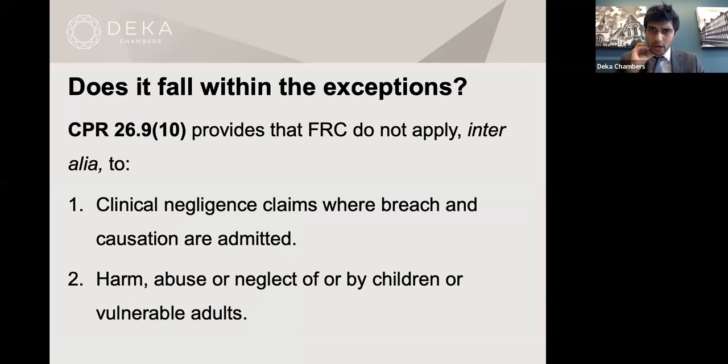Now, CPR 26.9 subsection 10 gives a number of exceptions, but what's relevant really for travel practitioners are these two. First is clinical negligence claims. That should say purely clinical negligence claims. It's only when breach and causation are admitted that it falls into the intermediate track. But in general, clinical negligence claims fall into the multi-track, and so do claims involving harm, abuse, or neglect of or by children or vulnerable adults. And the upshot of this is, if I were a claimant practitioner in cross-border work, these two areas, clinical negligence and cross-border abuse, are likely to see an upsurge because you essentially avoid the issues of fixed costs, which I'll come on to now.